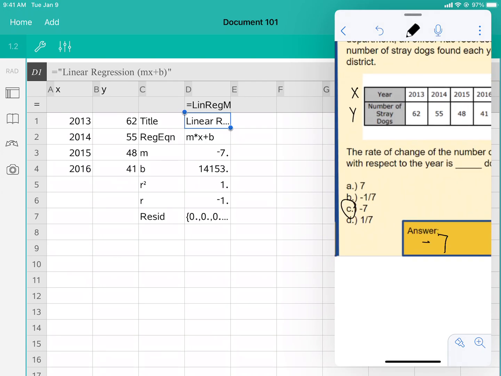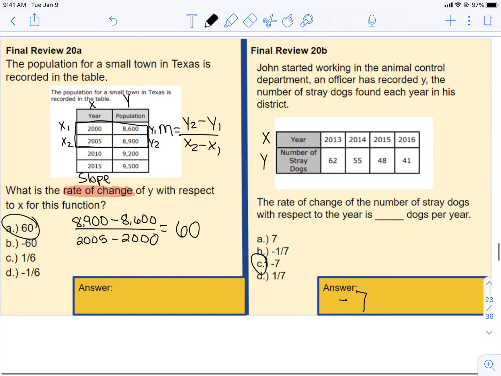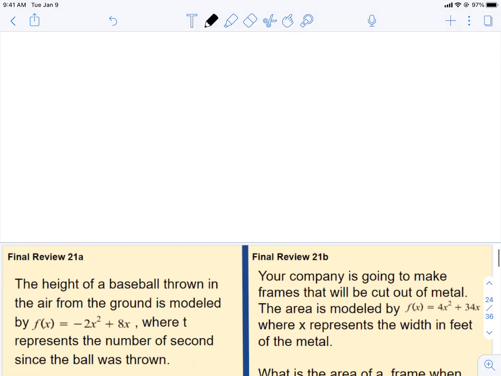I don't know if you can hear my dog. I apologize for him. Okay. Let's look at the next one. Okay, so I showed you two different ways to do the rate of change, again, which is just the slope.